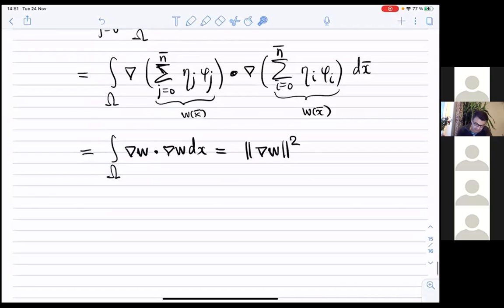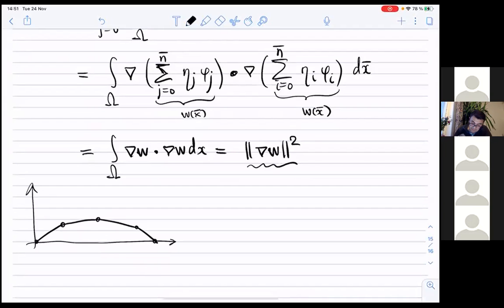The w in 1D is going to be like this piecewise linear function. In 1D it is like that. All right, so this norm is strictly bigger than 0, if, I mean, the other way around, if the gradient of this object is non-zero.